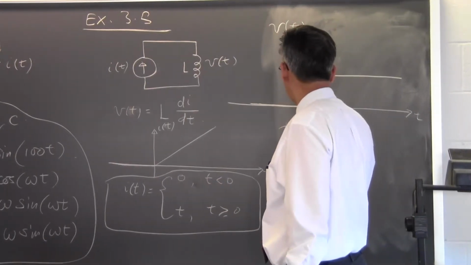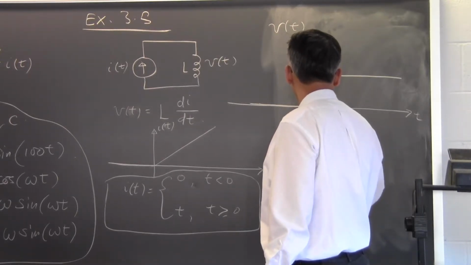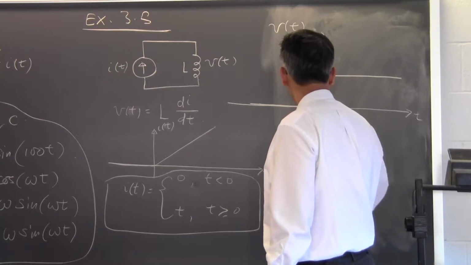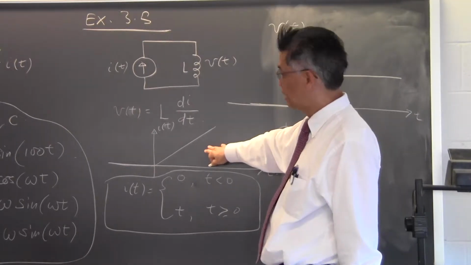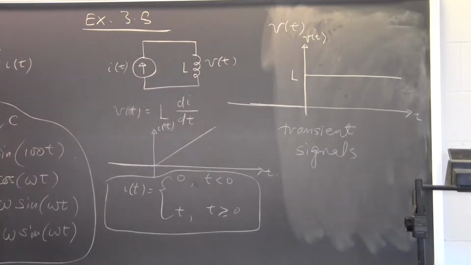Things that change with time, signals that change with time, are called transient signals. Okay, this can be thought of as a time-varying signal. This could also be thought of as a time-varying signal if you want. Those are called transient signals. Are there any questions so far? Okay. Everything is quite simple as of this moment.